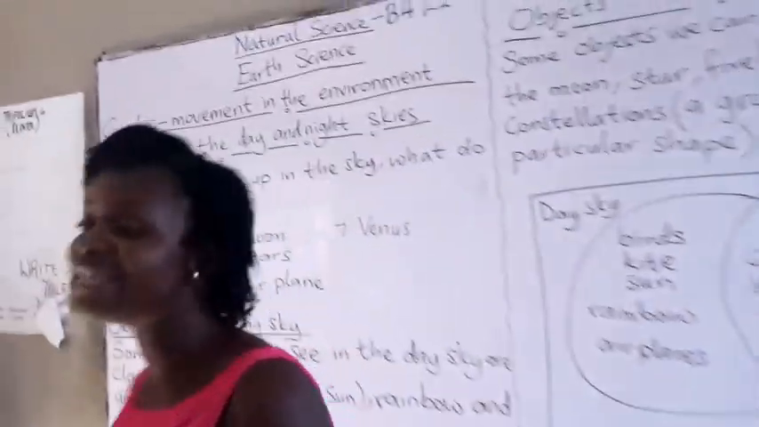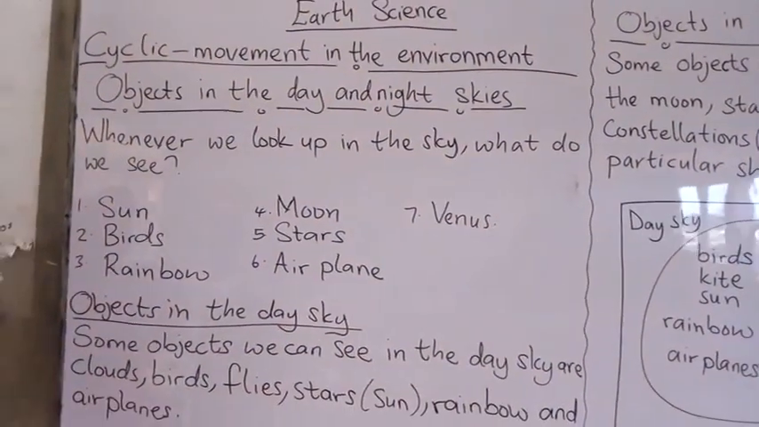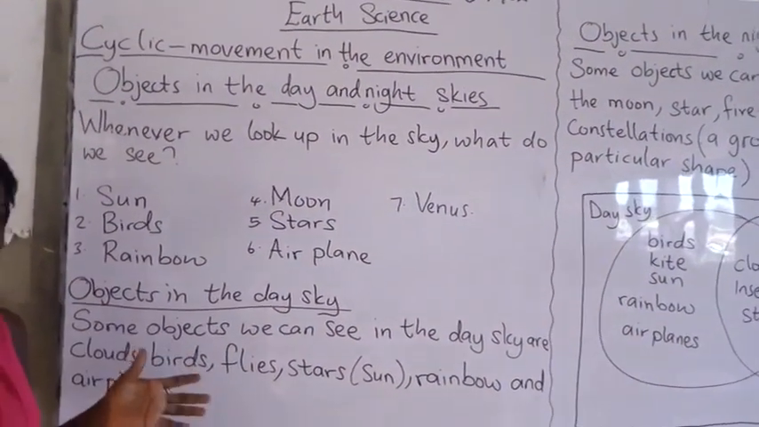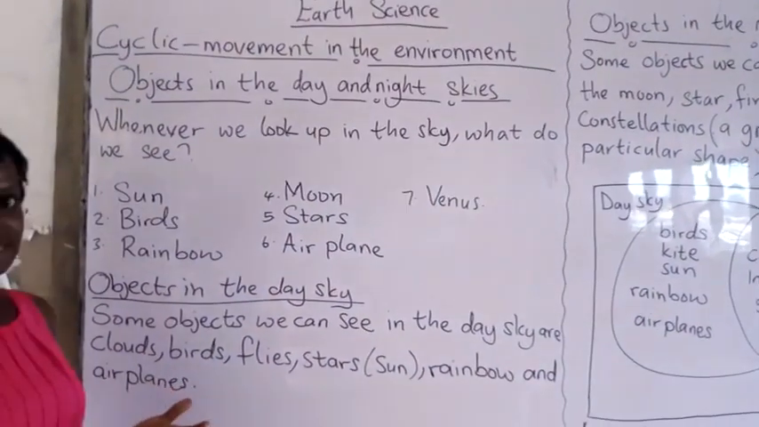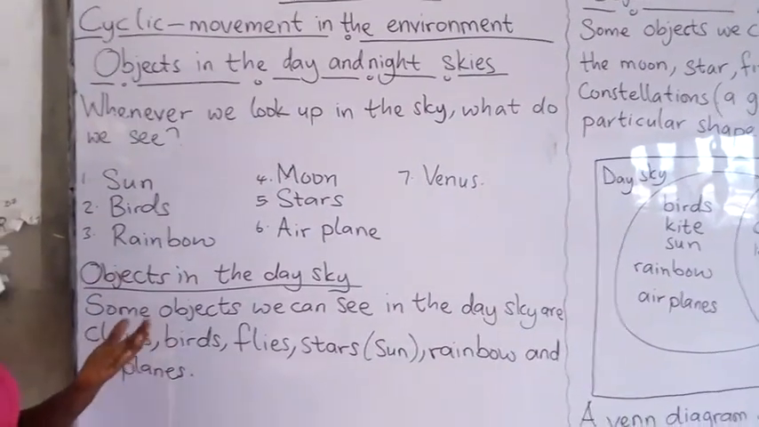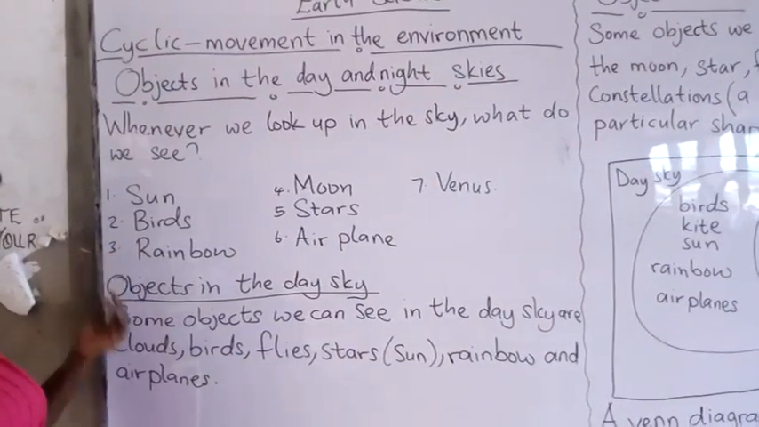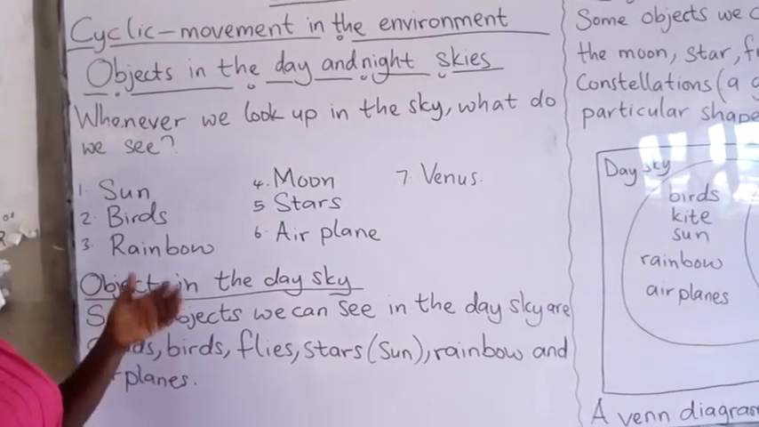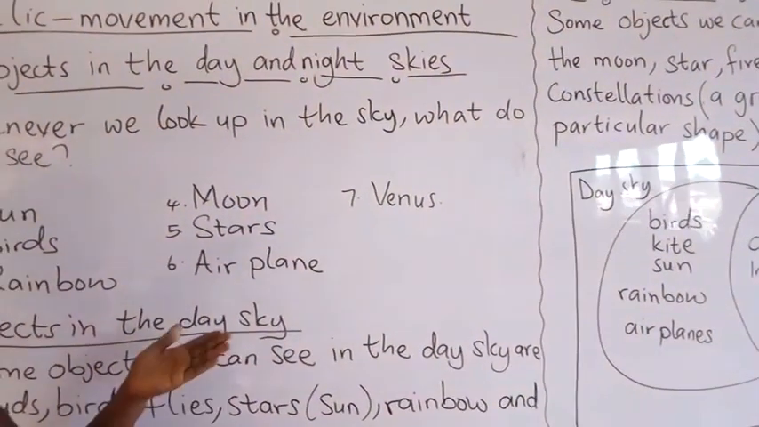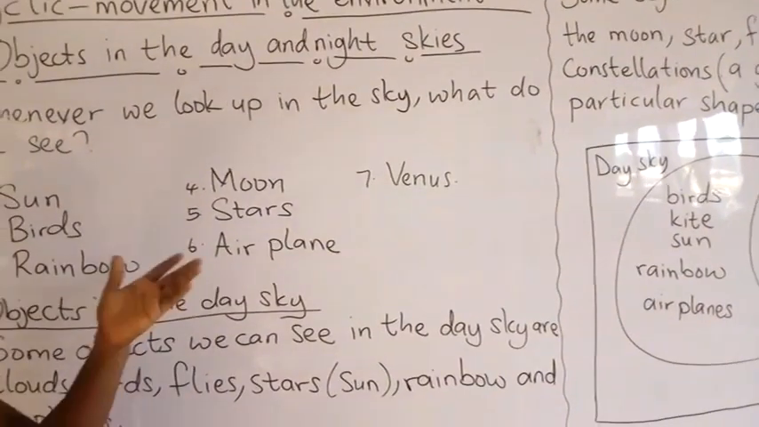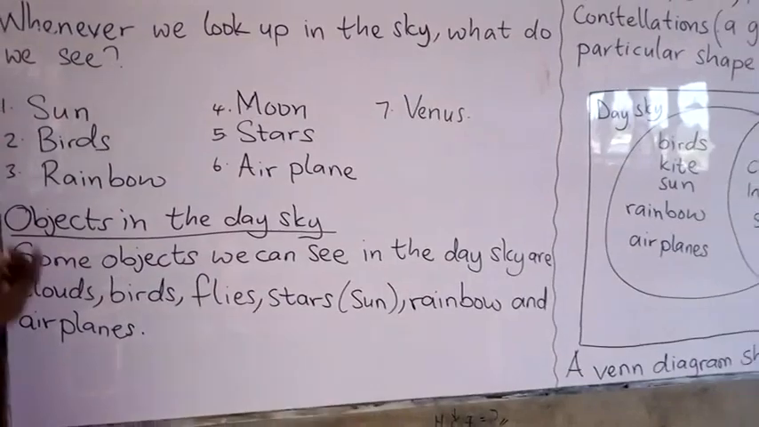We are on cyclic movements in the environment, and the real topic is about objects in the day and night sky. When we look up in the sky, what do we see? You see the sun, do you agree with me? We see birds, rainbow, moon, stars, airplanes, and we see Venus. Venus is one of the planets in the universe. We'll talk more about that as we go on.